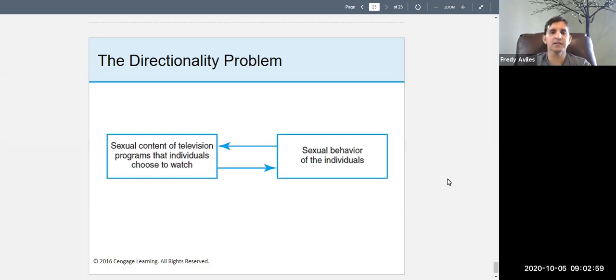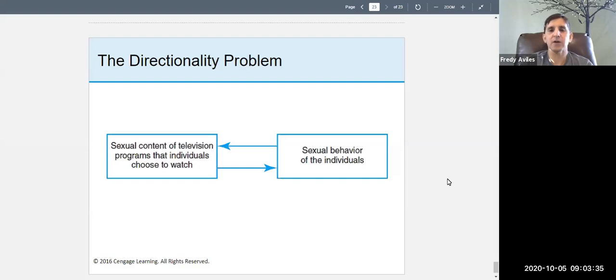Other studies have shown this kind of thing, that those that watch more sexuality on TV also start having sex earlier. Does that mean that watching sex on TV causes people to have sex earlier, or to engage in more sexual behavior? Not necessarily. Remember, there is no cause and effect here. It is a correlation. It could be that the sexual behavior of individuals influences them to watch more sexual content on TV.